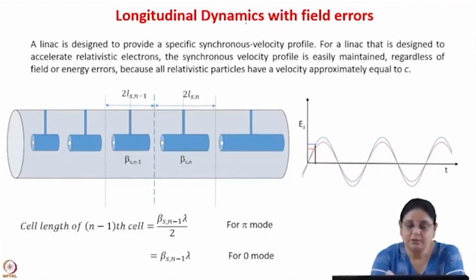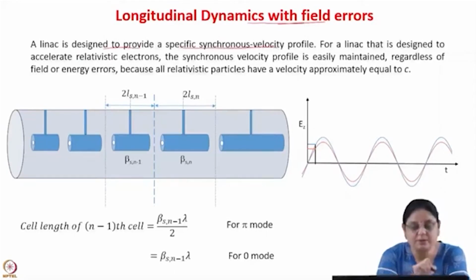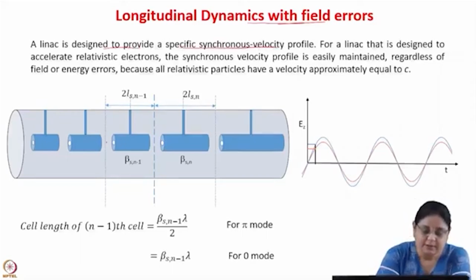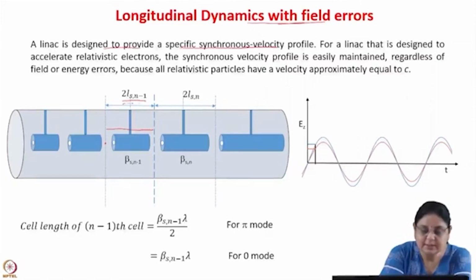Now let's see the longitudinal dynamics with field errors. A linac is designed to provide a specific synchronous velocity profile. Let's say the synchronous particle is at the center of this gap here. Here it sees the right synchronous phase, the right value of the electric field. It gets the right energy gain and travels from here to here in time t or t by 2, depending on whether it's a 0 mode structure or a pi mode structure. This length is designed accordingly. So there is a design velocity with which it travels from the center of one gap to the center of the other gap.